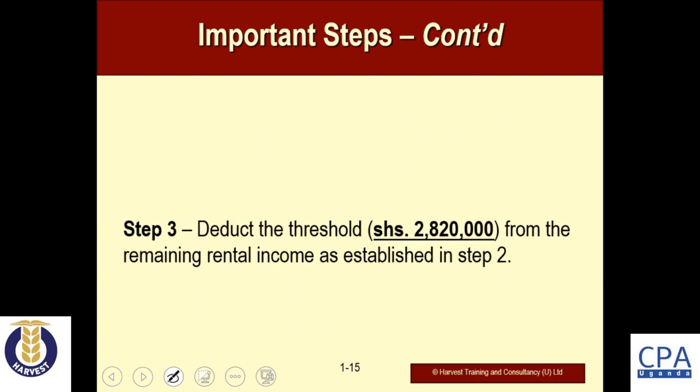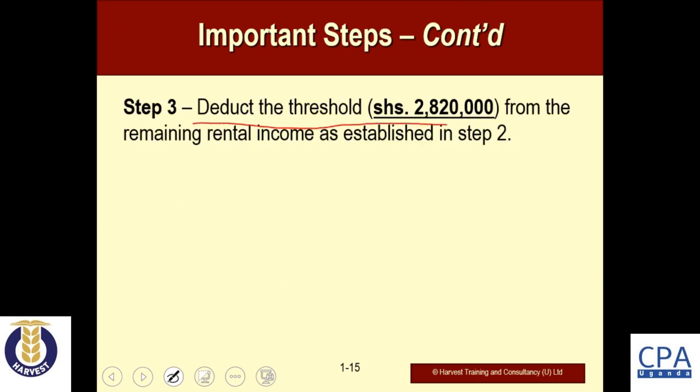In step number 3, we then proceed to deduct the threshold, the 2,820,000, from the remaining rental income as established in step number 2. So after removing the 20% allowance in step number 2, we then remove 2,820,000 from the remaining rental income. The meaning of this is that the 2,820,000 is not a taxable rental income. So anyone who earns 2,820,000 as rental income in a given year is actually exempt from tax. That income is not taxable. So that is the threshold that you're going to deduct in step number 3.